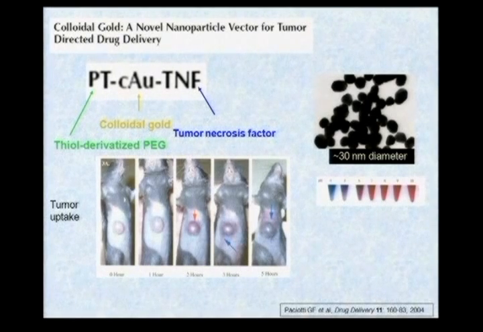This is another more complex example where gold nanoparticles were, first of all, decorated with polyethylene glycol so that they would have a long circulation time, and then were used to deliver tumor necrosis factor, which is an active biological agent. And this just shows the nanoparticles. You see they're colored because this is gold, and different size nanoparticles have different color. And so you can actually see the gold nanoparticles from the coloration of the tumor. So there's no doubt that the gold nanoparticles are delivering the drug to the tumor.